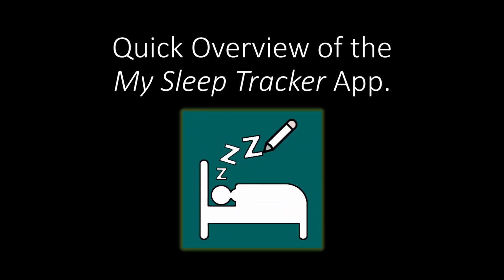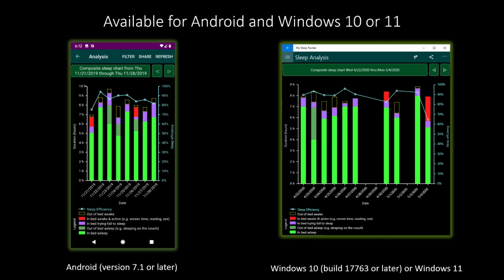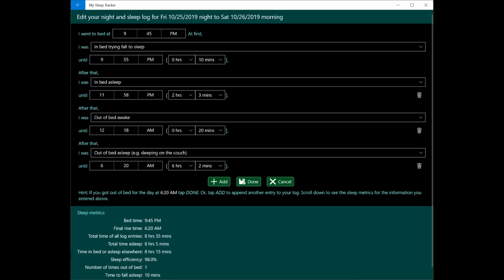My Sleep Tracker is an application for keeping track of sleep patterns and activities that affect your sleep or insomnia. The My Sleep Tracker app is currently available from the Android and Microsoft Windows app stores. Anyone can record and analyze sleep-related information for free.